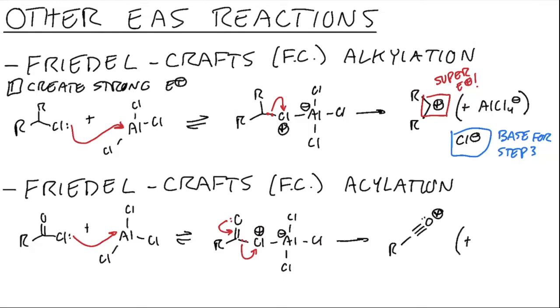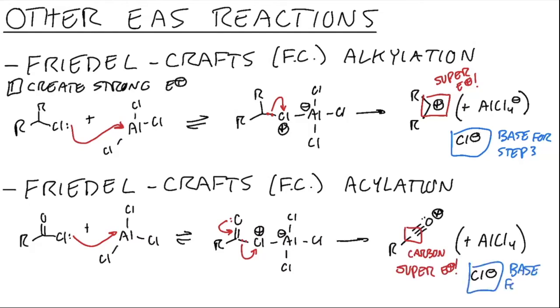That's called an acylium ion. You don't need to know how to spell that or anything. You just may hear me say it. So the carbon of that acylium ion, right? I'm just highlighting it here to say that it's the carbon, not the oxygen, that is the super electrophile here. And then of course, same thing as before, we have that chlorine. That's going to be our base for step 3.